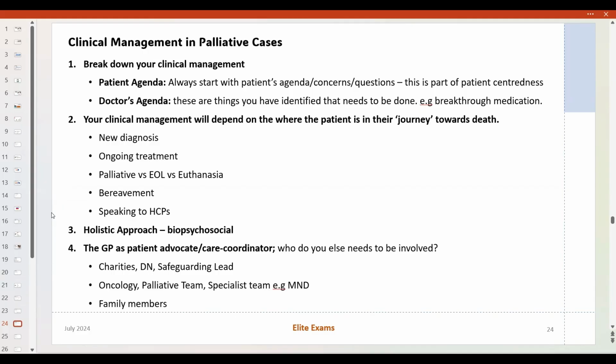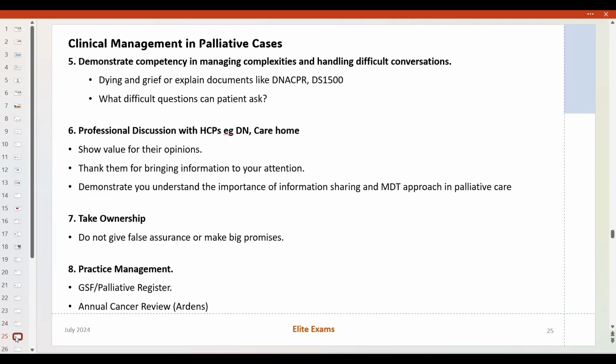It turns out that the relative couldn't come. So I then said, oh, don't worry, I'll come for a home visit and I'll give the relative a call to update them. So always remember family members: how do you involve the family members in the patient's care? Very important in your holistic management.